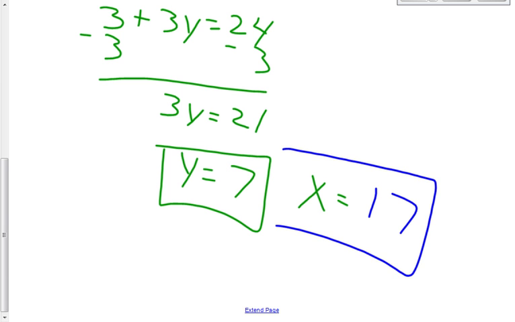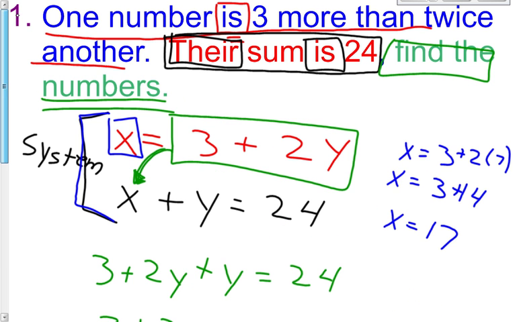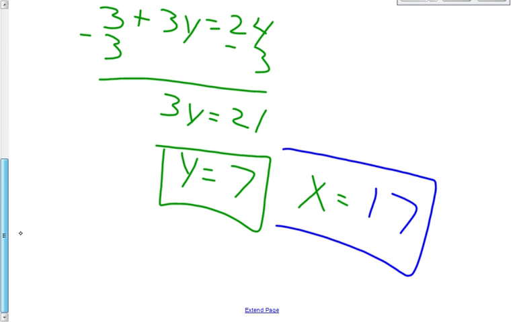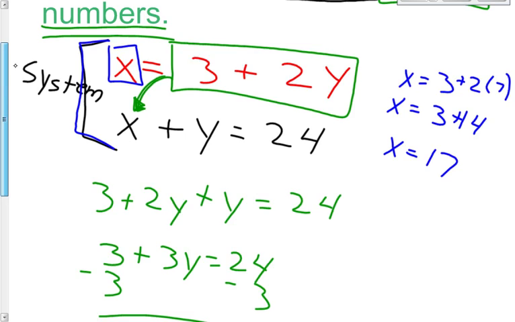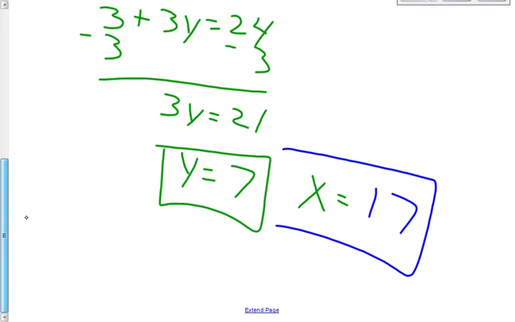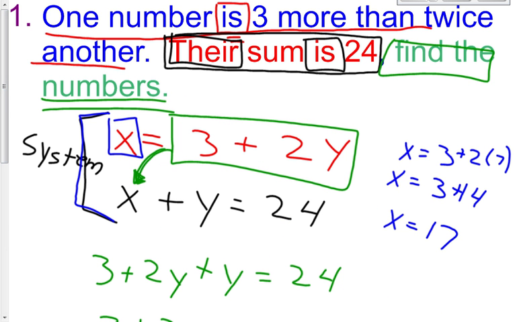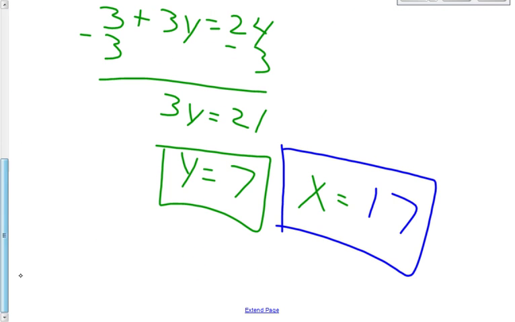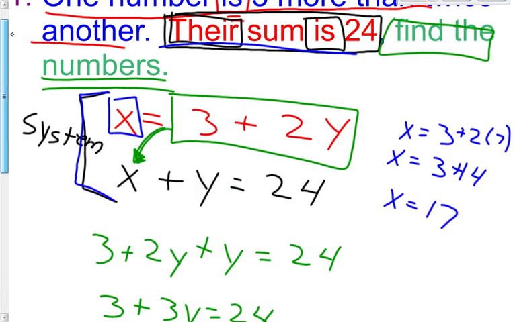And you could always go back and check your work. It says that one number is 3 more than twice another. Is 17 twice the other number plus 3? Well, twice 7 is 14, plus 3, there's 17, so this one checks out. The next sentence, their sum is 24. Is 17 plus 7 24? Yes, it is. So you could always check your work on these ones too.